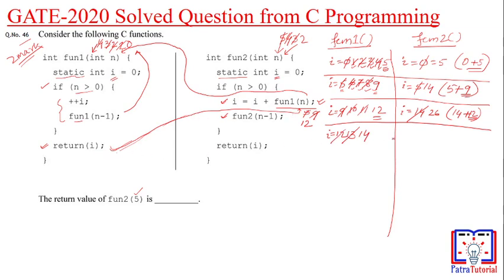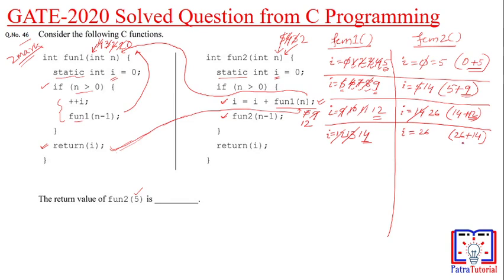Okay, now what is the current value of I in function 2? 26, and the return value of function 1 is, not 12, it will return 14. Okay, it will return 14. So 26 plus 14. Okay, 26 plus 14. So 26 plus 14 equal to what?